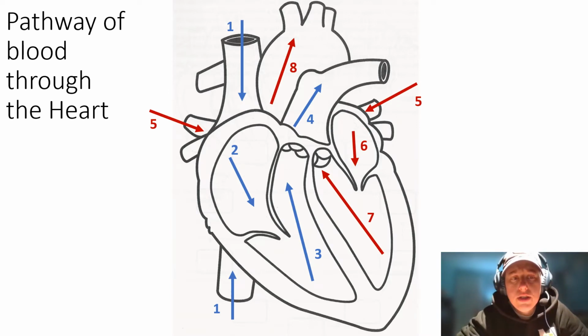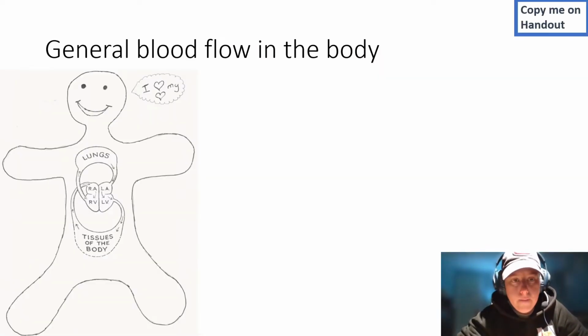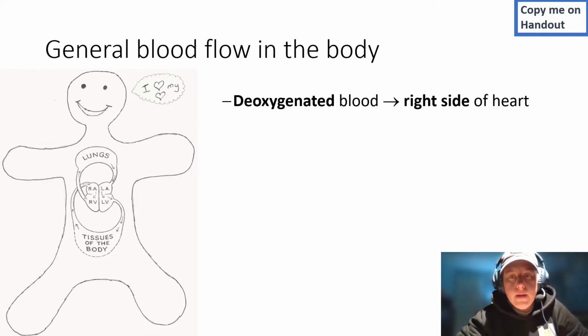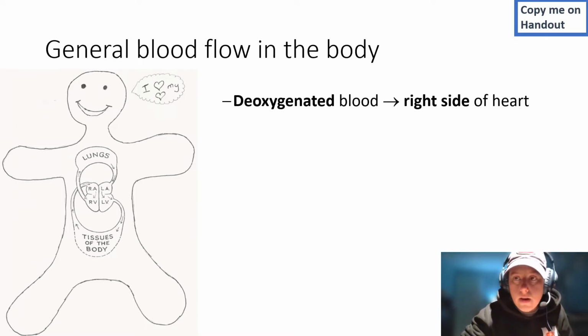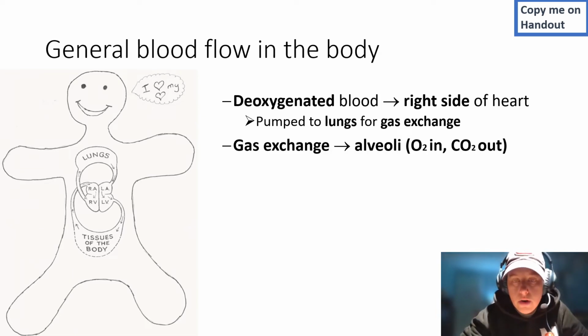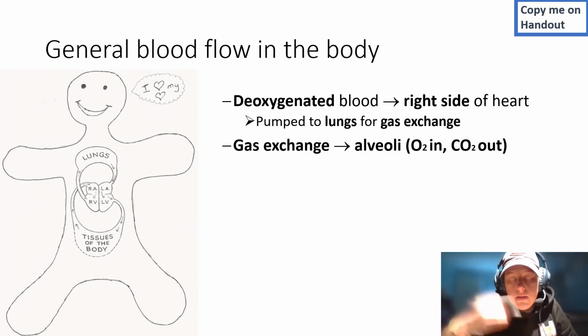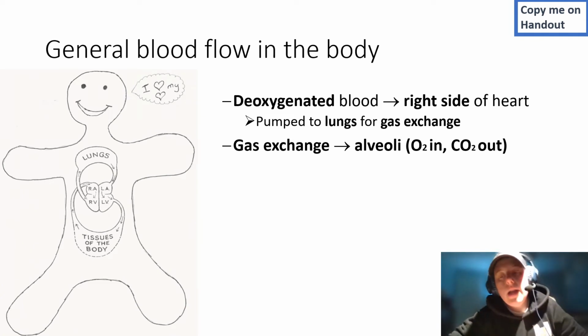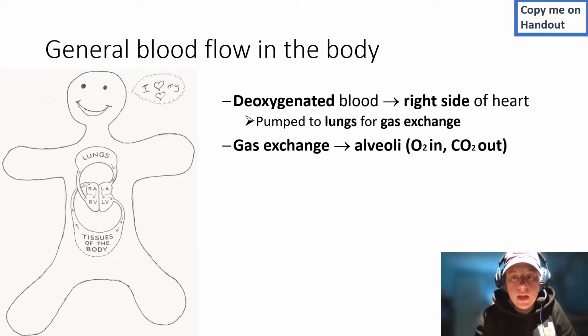So if we're looking at general blood flow through the body, deoxygenated blood is found on the right side of the heart. It's pumped to the lungs for gas exchange. At the lungs, we have gas exchange in the alveoli. So carbon dioxide leaves the bloodstream and is exhaled out. Oxygen enters the bloodstream, and oxygen again entered the lungs via inhalation.